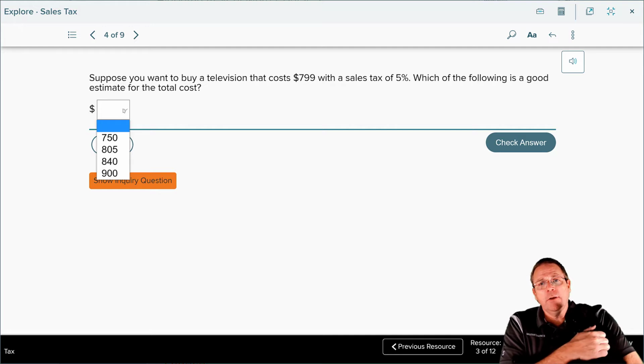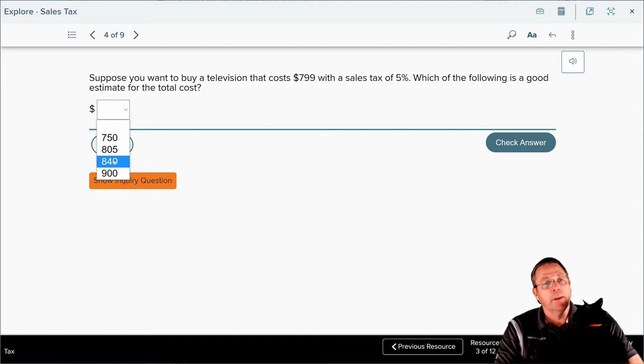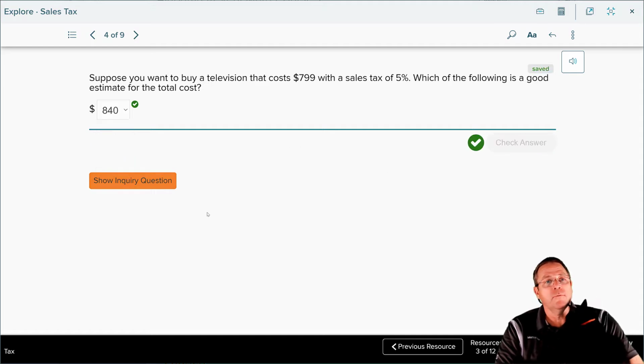Now here our TV costs almost $800, so what is 8 times 5? That's going to be 45. So with that, I'm going to say that the closest thing to that, I'm sorry, not 45, it's going to be 40. Closest thing to that is going to be $840, and that answer checks.